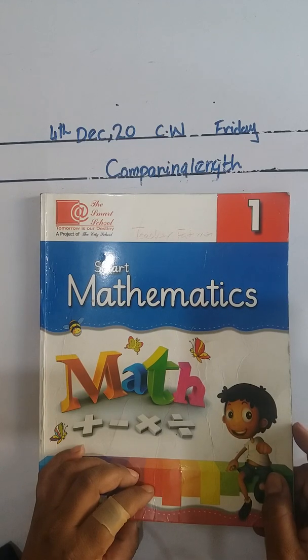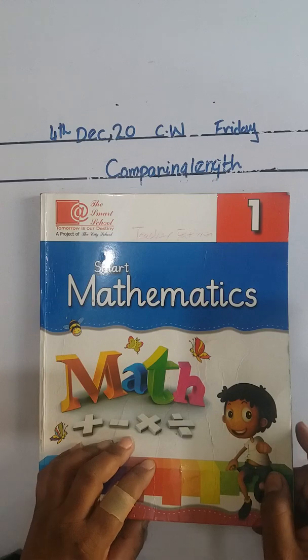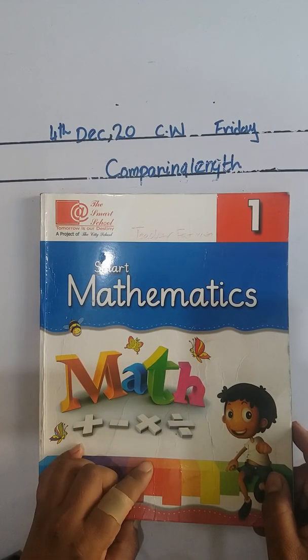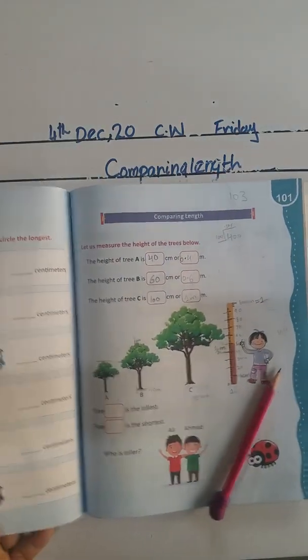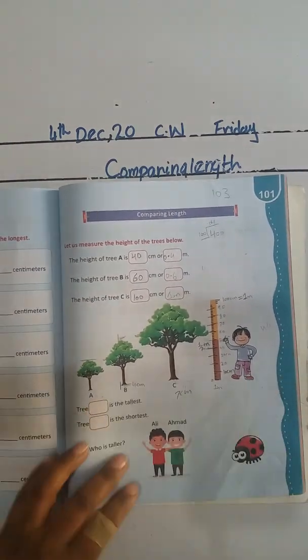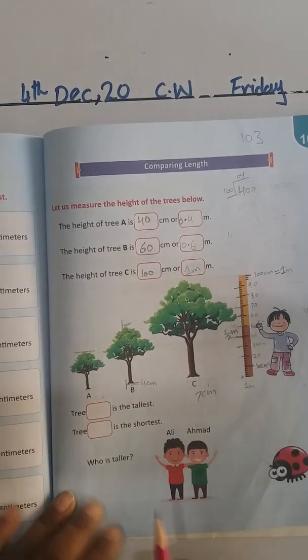Today we will again do the length topic. I will tell you how to compare length. For example, we will convert centimeters into meters and meters to centimeters. Okay, so let's open up your books. Let's start the lecture. Open page number 103 in your books. Okay, guys, you can see it in the book.